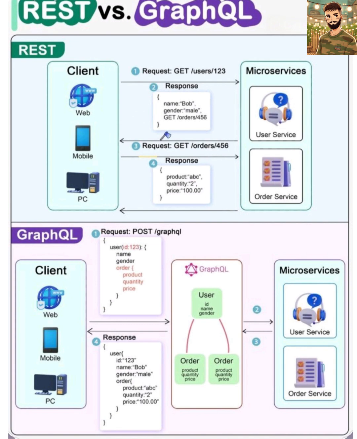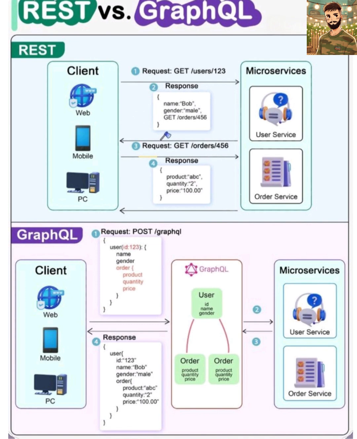REST, the buffet approach. Think of REST as a buffet. You walk up to different food stations, endpoints, and grab whatever they're serving. You might get a plate piled high with stuff you don't even want just to get that one thing you do. Multiple stations, endpoints, see those /users/123 and /orders/456. Those are like separate food stations, each with its own menu. You gotta visit each one to get everything.